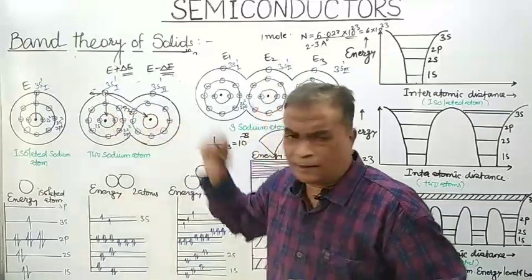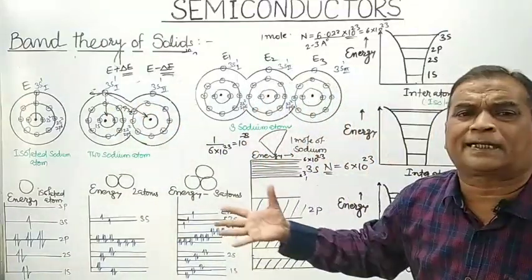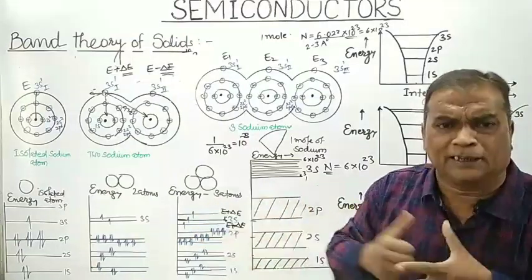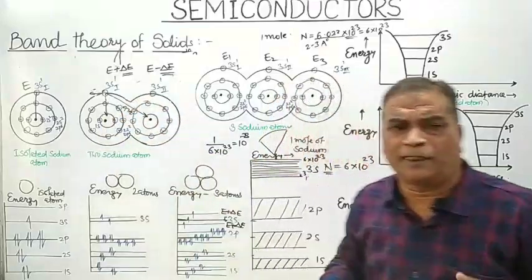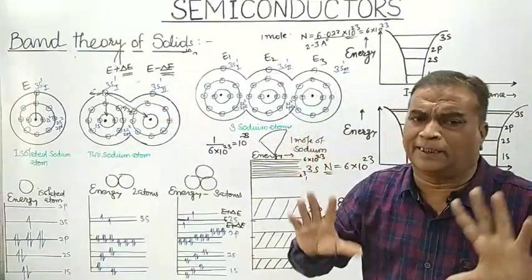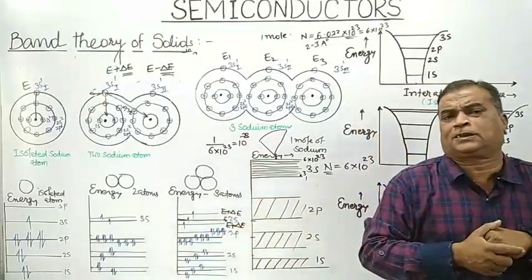Remember, due to the strong interaction between the electrons of the neighboring atom, there is also an interaction between the electrons of what? Inner orbit also, but that interaction is somewhat negligible. Means the energy level of electron in the innermost orbit will not be affected that much. They remain what? Unaffected.